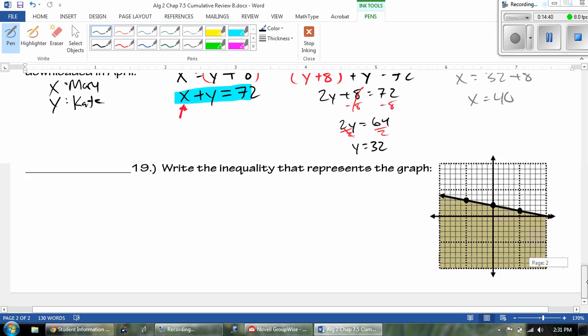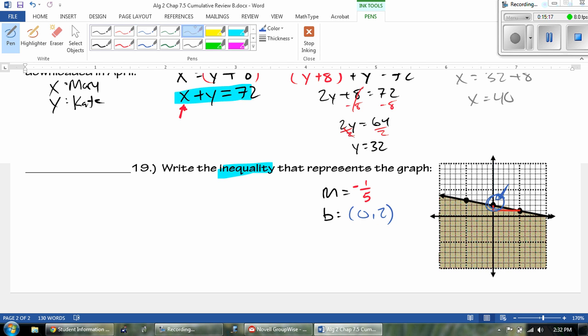All right, last one. Write the inequality that represents the graph. So anytime I'm doing this, I need to know what my slope and what my y-intercept are. We'll start there, okay? I'm going down 1 over 5. So my slope is negative 1/5. Okay, the y-intercept is where we start, and that's at the point 0, 2.